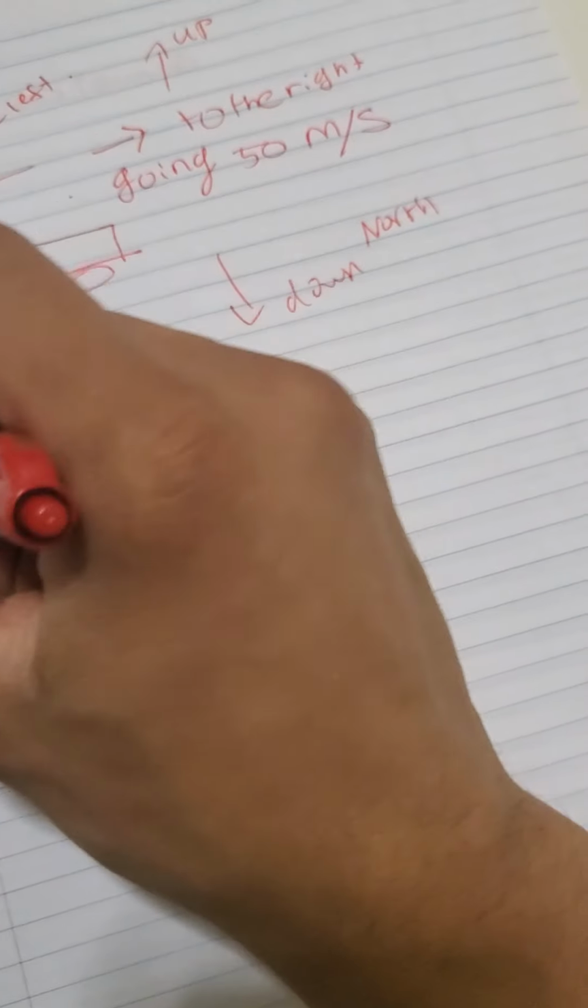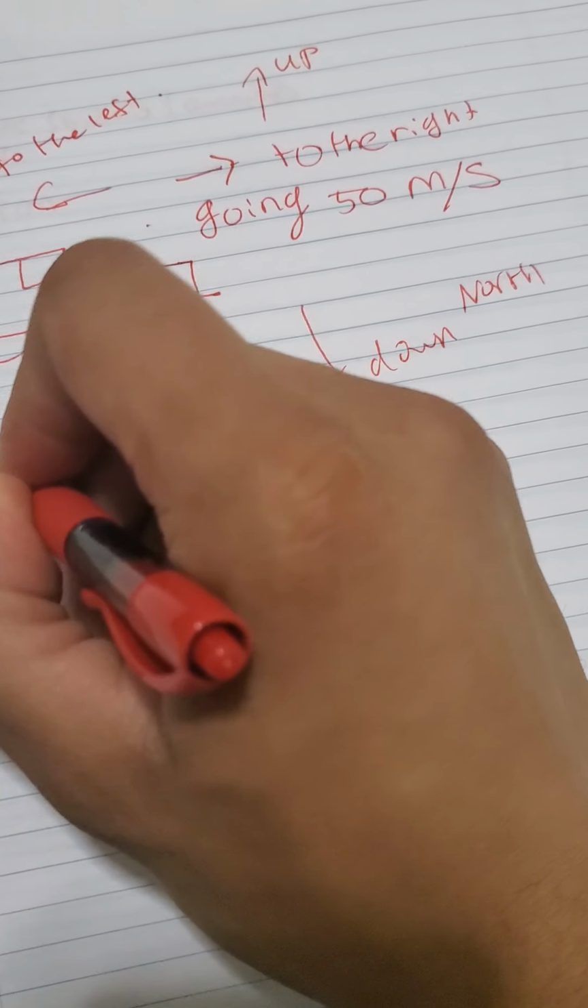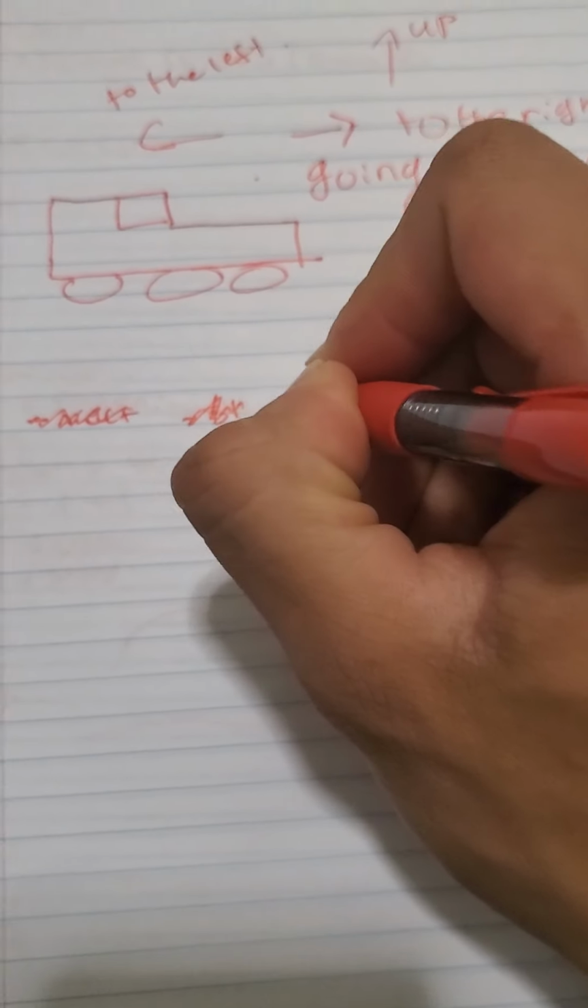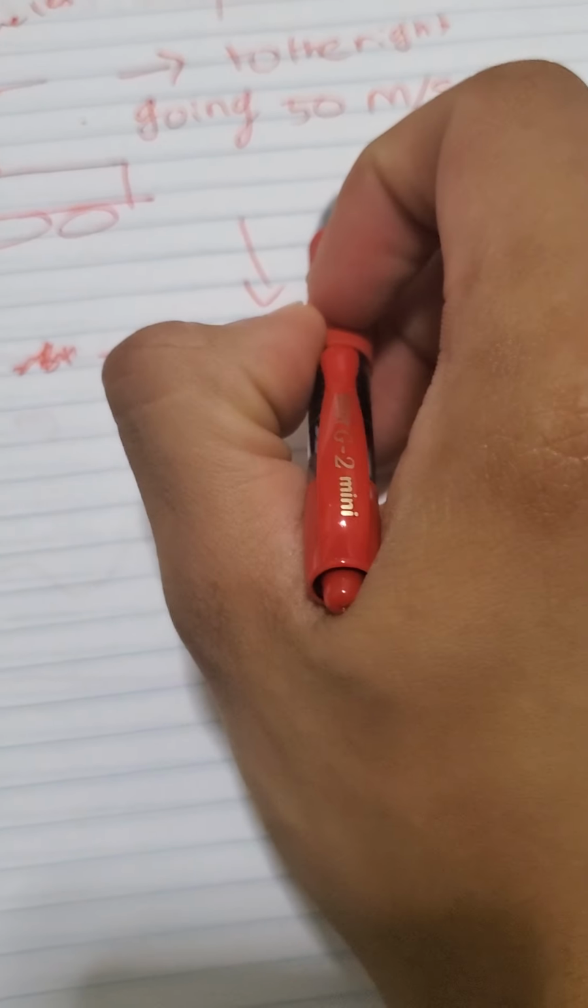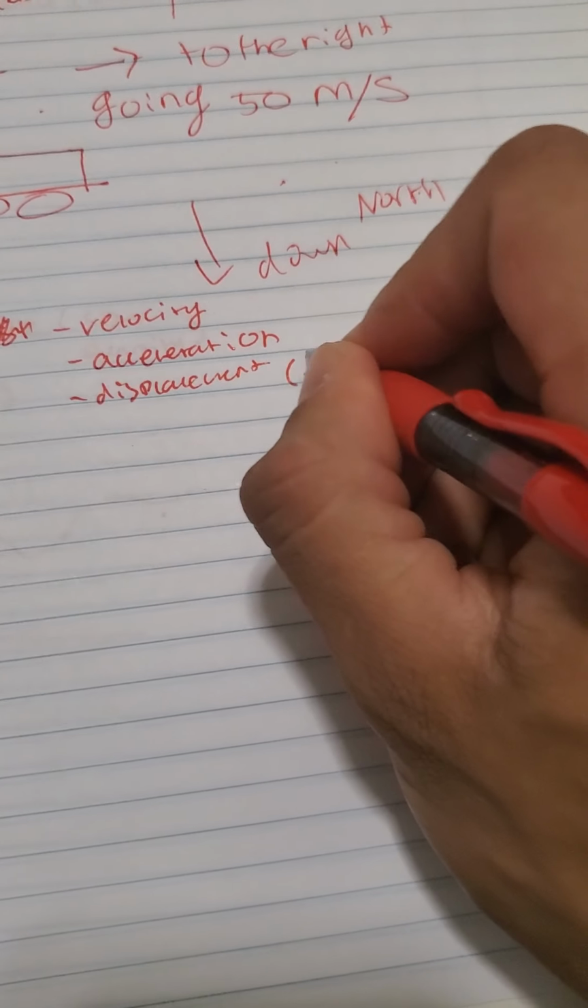Some ideas behind these quantities. So for a vector, some examples: we have velocity. Velocity tells us how fast an object is going, and also tells us what direction it's going. Or even acceleration, or displacement. That means from point A to point B, how far an object travels from point A to point B.